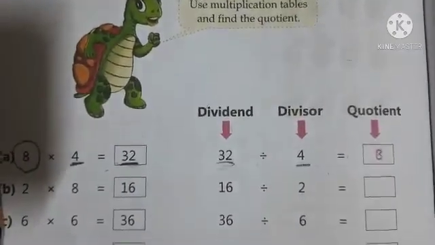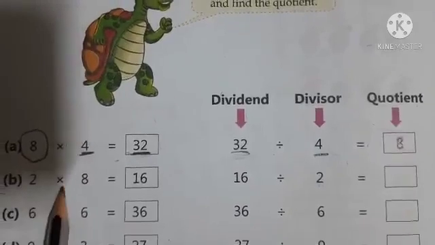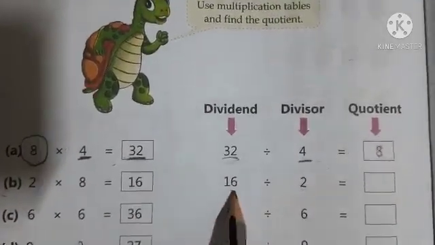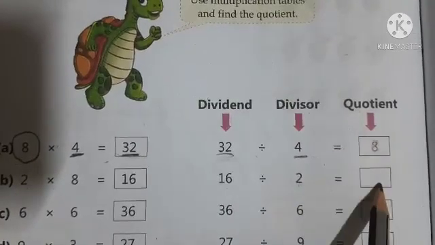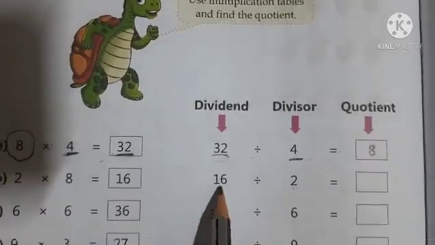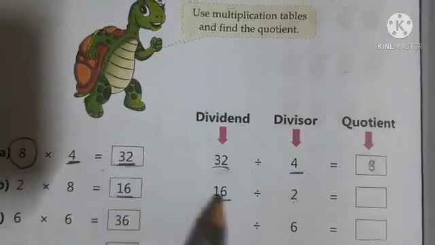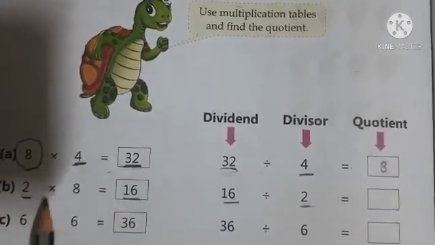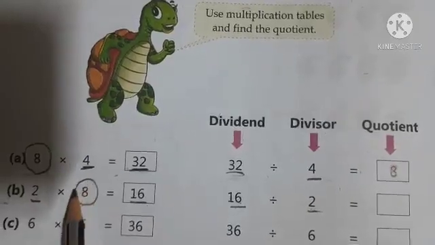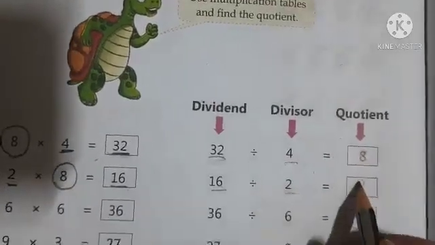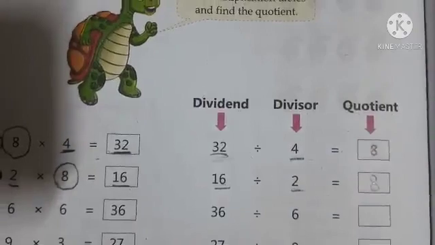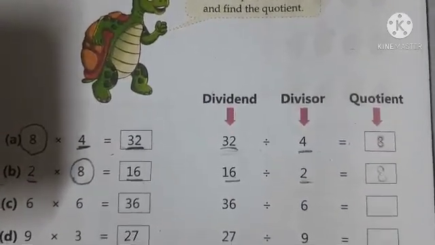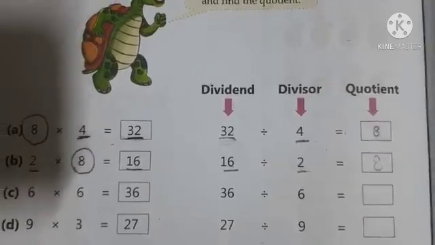Let us take the second one. 2 multiplied by 8 is 16. Right. 16 divided by 2 is how much? Just understand. 16 and 16 are dividends here. 2 and 2 are divisors. So the leftover number is 8. So 8 is the quotient. So here we can easily understand multiplications and divisions are opposite to each other.